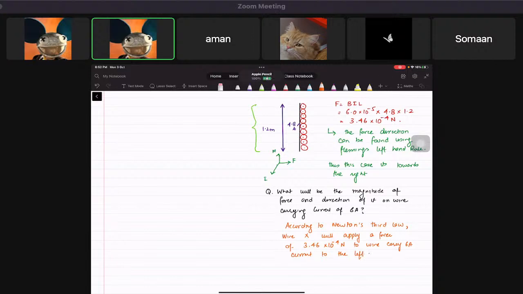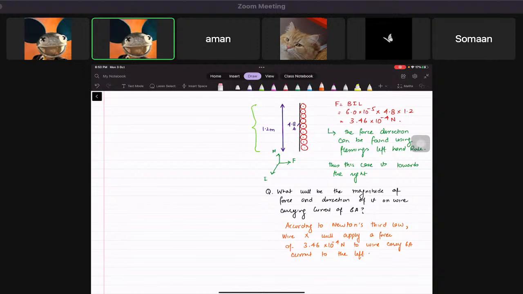Now, the real difference between how you would write things in O levels and how you would write things in A levels is that when you're explaining Newton's third law, you have to point out the two objects that you're talking about in your answer.